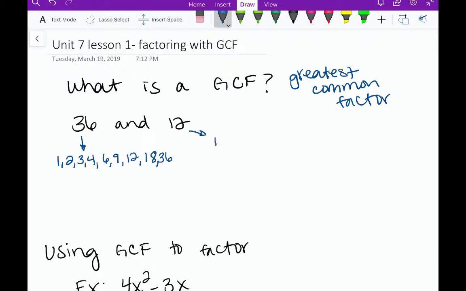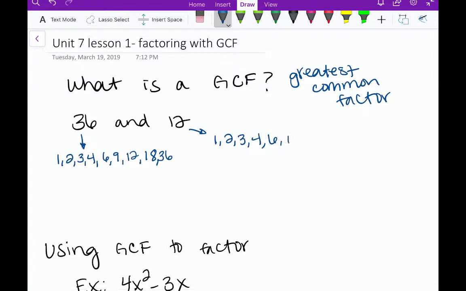Factors of 12 are 1, 2, 3, 4, 6, and 12. That's it. So the greatest common factor, so what's the largest number that they have in common? Well, they both have a 12, so 12 would actually be the greatest common factor here. So that's what I mean by greatest common factor. The largest number that you could divide out, basically, is what we're going to be doing.